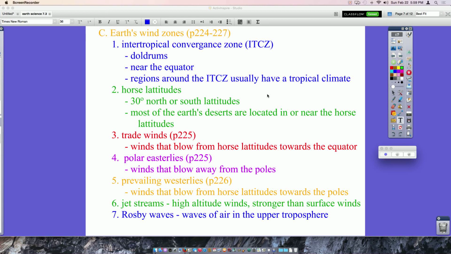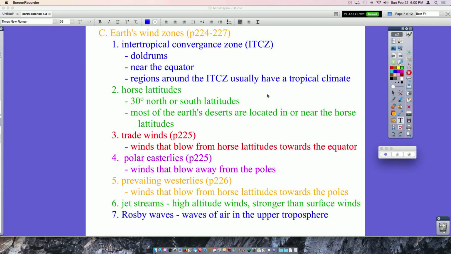Now, in the region between those, from 0 to 30, we have the trade winds. These are winds that blow from the horse latitudes towards the equator. They probably got that name because a lot of the sailing vessels that were concerned with trade would use these winds to their fullest advantage. So we have these trade winds, named after the ships that were doing trade.